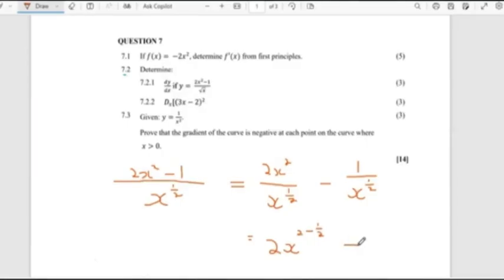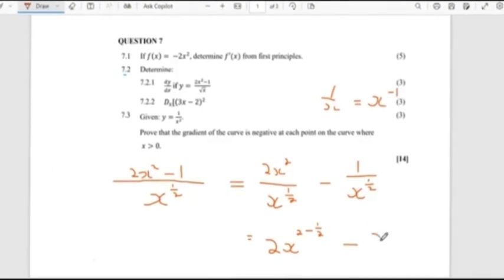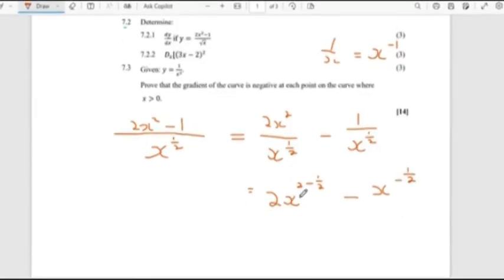right? And this minus this, 1 over x. Remember your 1 over x, it is the same as x to the power negative 1. Meaning that also this is the same as x to the power negative 1 over 2. All right. Now, the aim is to make sure that after we have separated this fraction into two terms, you want them to be in the standard form. And if they are in the standard form, it will be easier for you to derive them. All right. Now, 2 minus a half, punching it into your calculator, you will get 3 over 2.